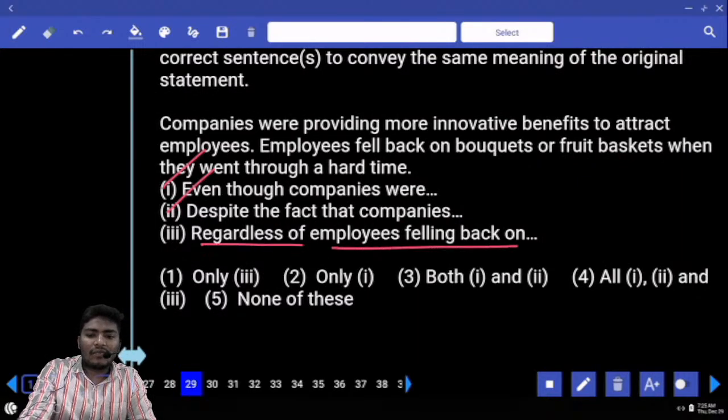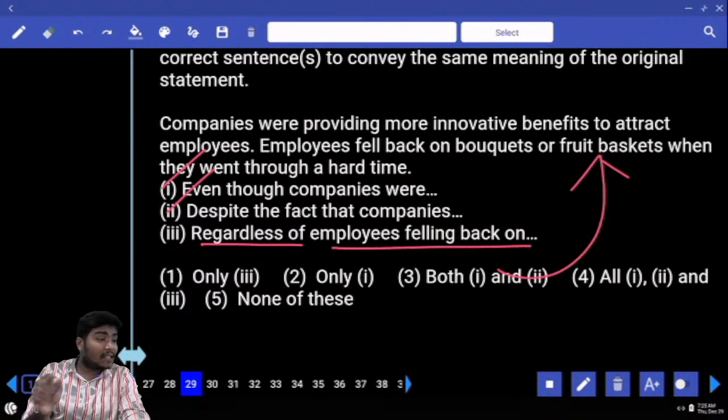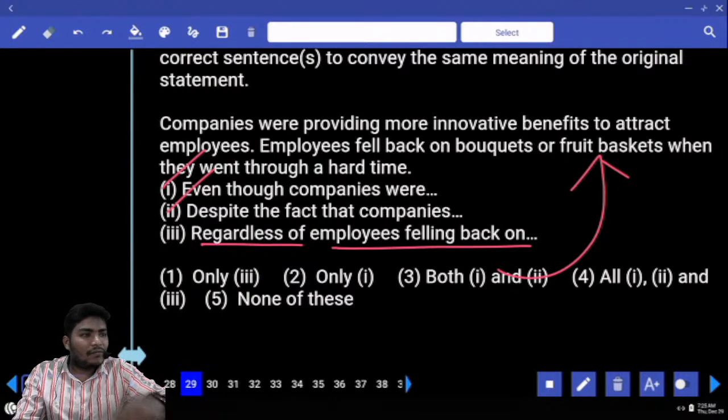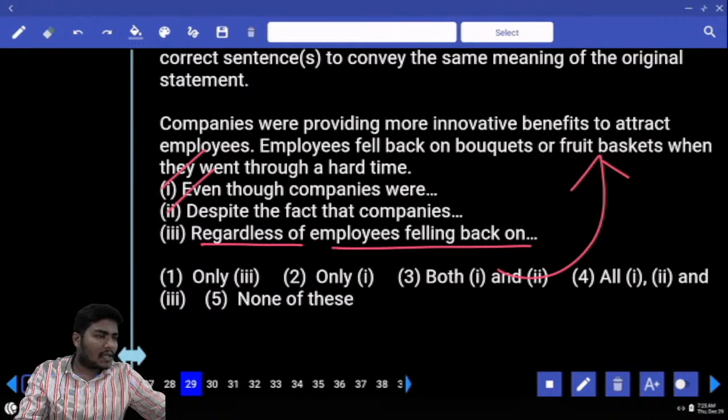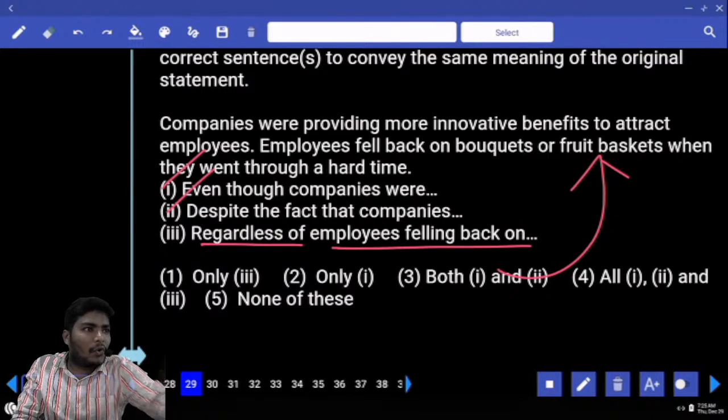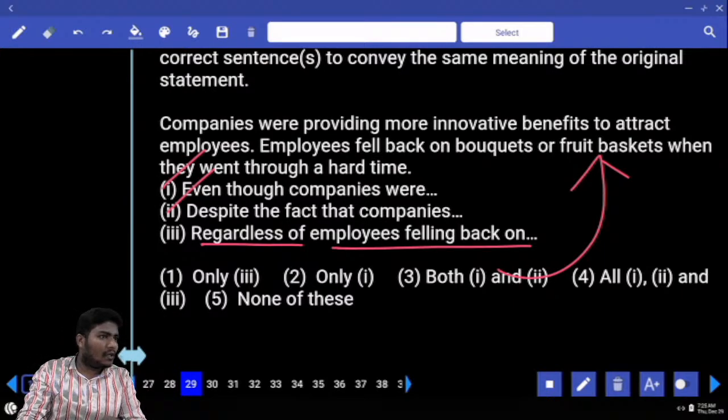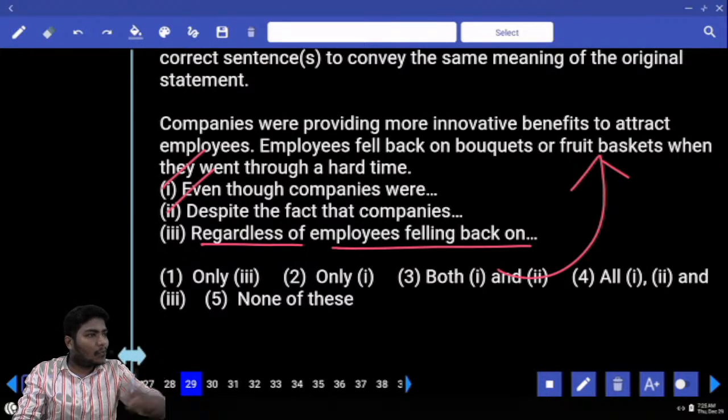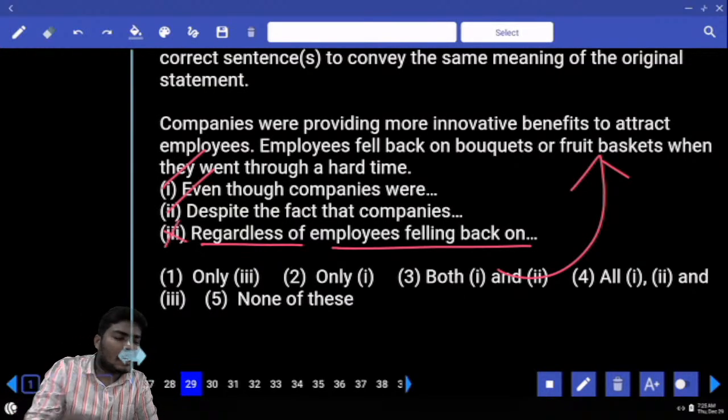Regardless of employees falling back, if you use the second sentence, the meaning comes as regardless of this fact. The fact is employees are falling back onto the buckets and baskets. Still the companies were providing more innovative benefits. Can we go for this combination? That means they are encouraging these people to do these types of mean things. We cannot use 3, we can go for only 1 and 2.